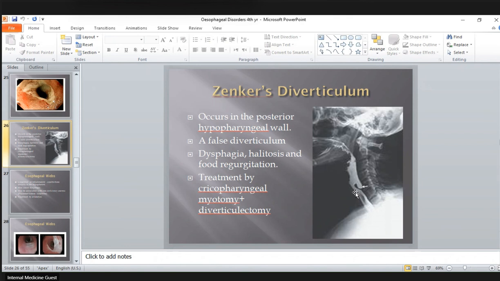And what we do, there are two modalities to treat this condition. Either we resect it surgically, or endoscopically we can destroy this muscular wall, and the patient's condition improves. It's a rare condition. I've seen only a few cases of them.